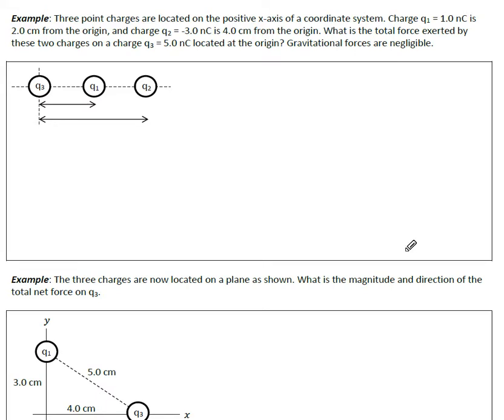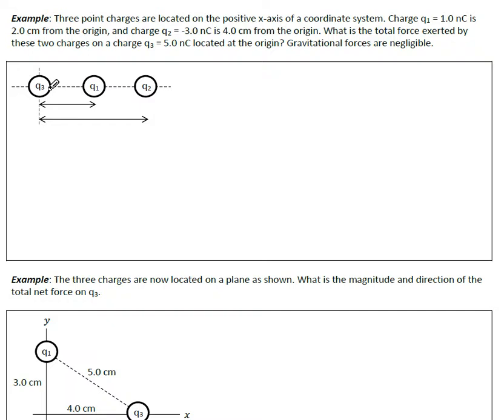Okay, so let's look at this example. We have 3-point charges located in a line like we see right here. So this is a one-dimensional problem, so it's not as challenging as the next one we'll look at. Our question is asking us, what is the total force exerted by these two charges on a charge Q3?